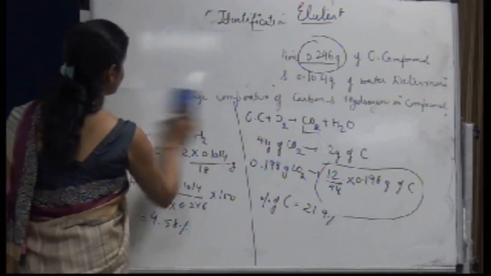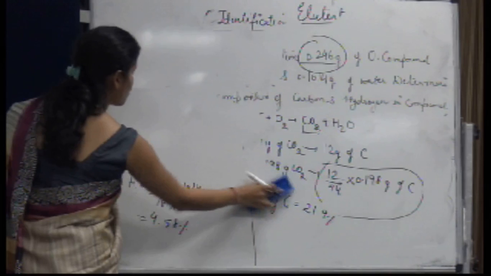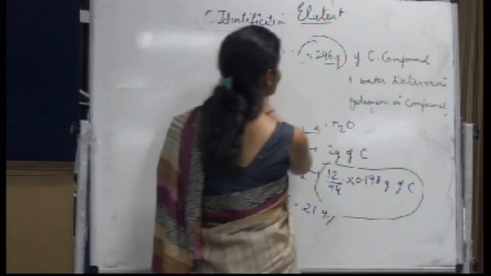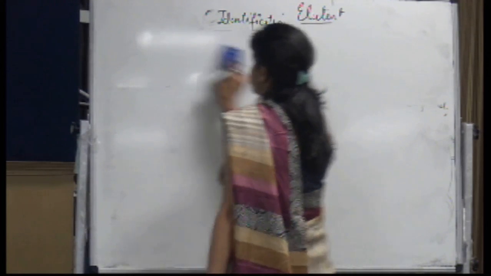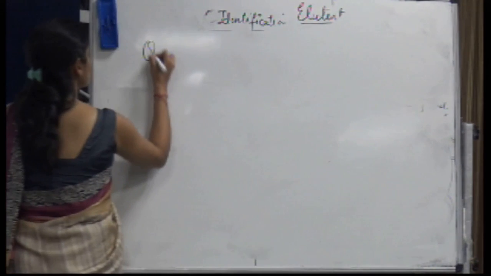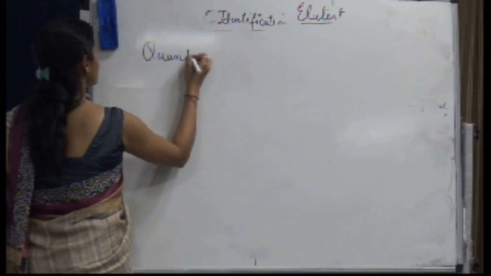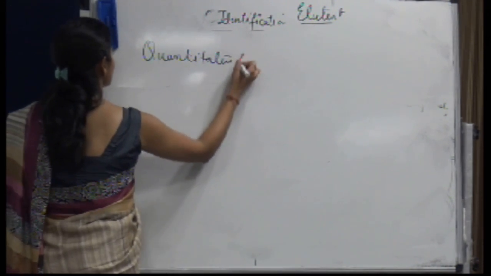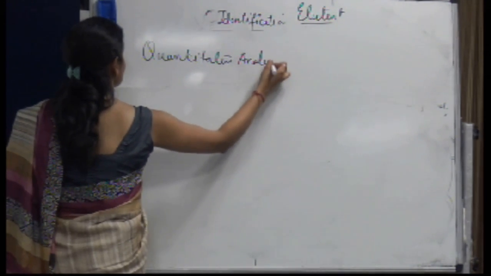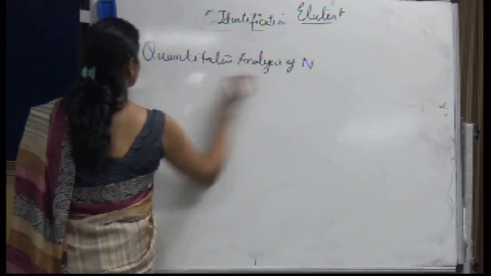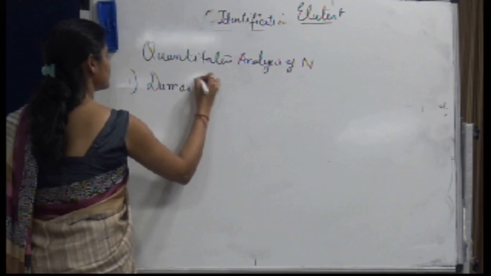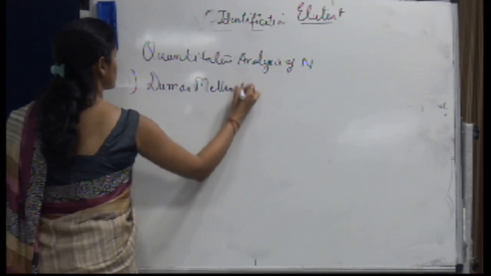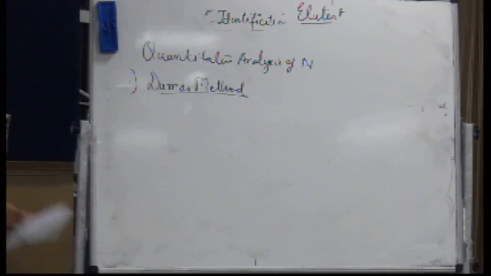Next we have quantitative analysis of nitrogen. First is the Dumas method. What is the Dumas method?